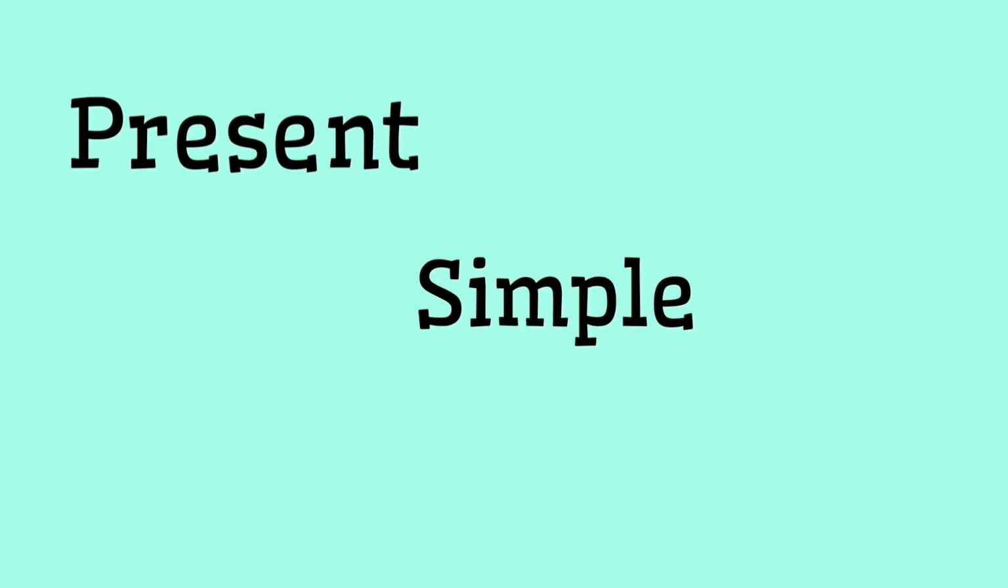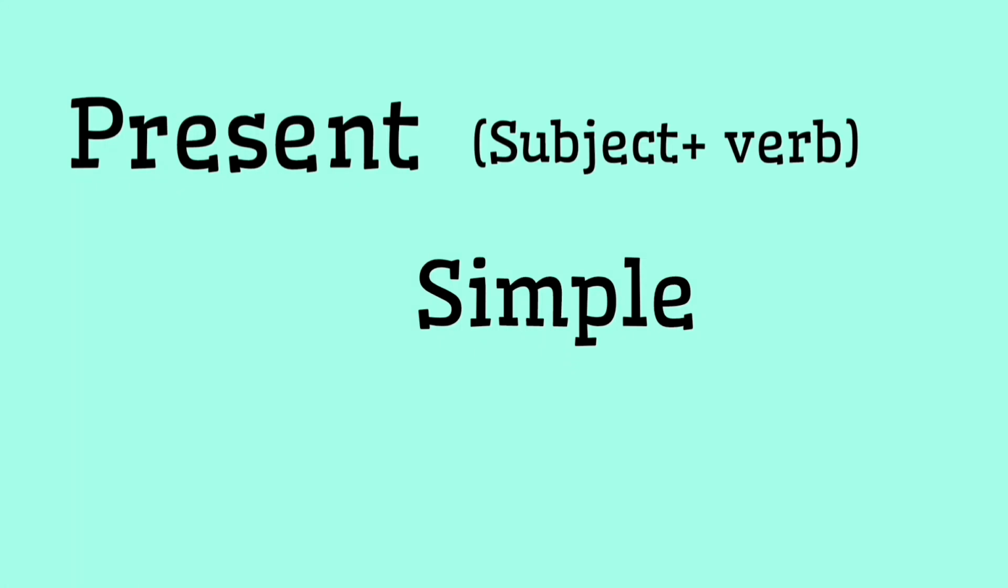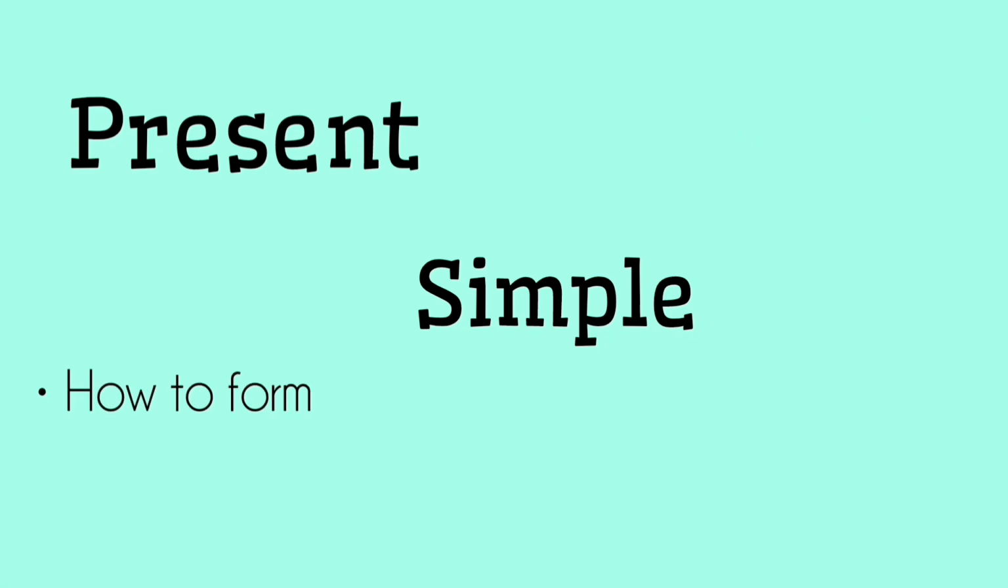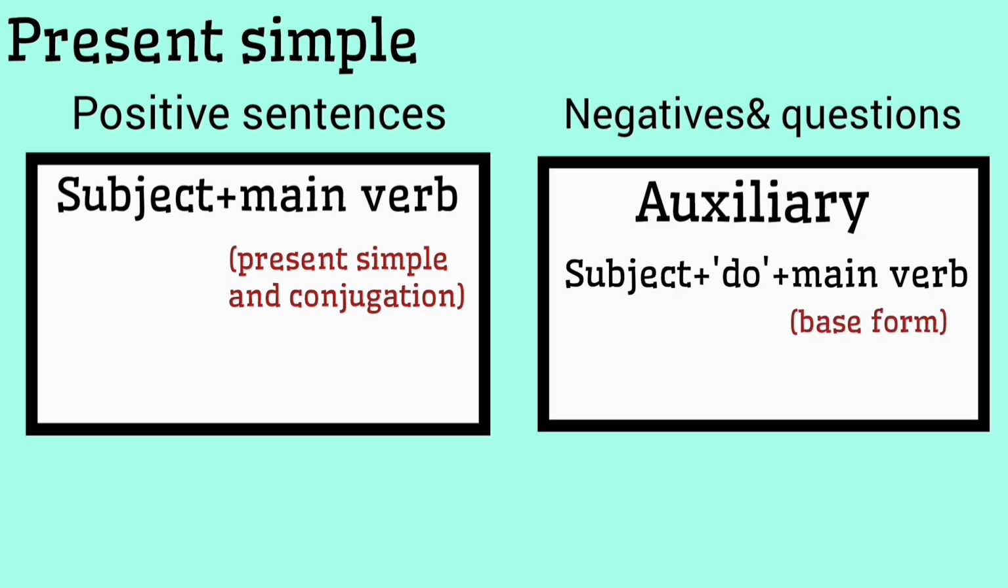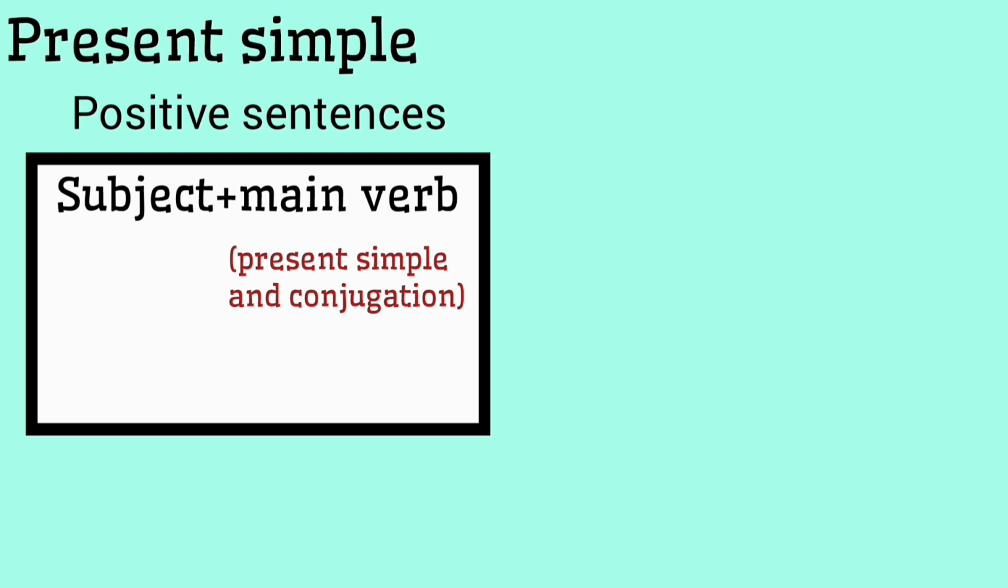Present simple. This tense is fluently used in English. In this lesson, we will learn firstly how to form the present simple and then when to use it. There are two basic structures for present simple. One is used for positive sentences and the second is used for negative sentences or for questions. Firstly, we will discuss the first structure.